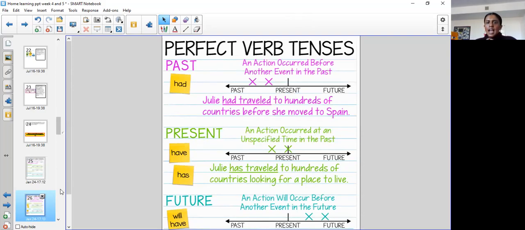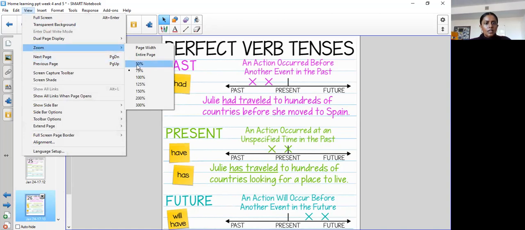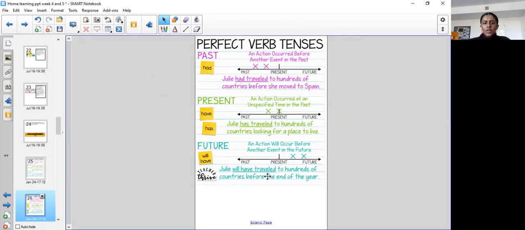Perfect verb tenses show an action occurred before another event in the past. So Julie had traveled to hundreds of countries before she moved to Spain. An action occurred at an unspecified time in the past: Julie has traveled to hundreds of countries looking for a place to live. That comes under present. And an action will occur before another event in the future: Julie will have traveled to hundreds of countries before the end of the year. That's in the future. She hasn't actually done that yet, but is hoping to, which is the use of the word will.